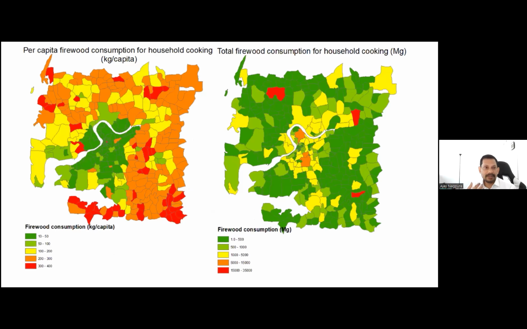Fortunately, we had all this information at the ward level. So we were able to identify the percentage of households using different types of fuel, at the ward level and the village level. Another important thing is access and consumption. Both are different things. The census and the survey data provide the access.